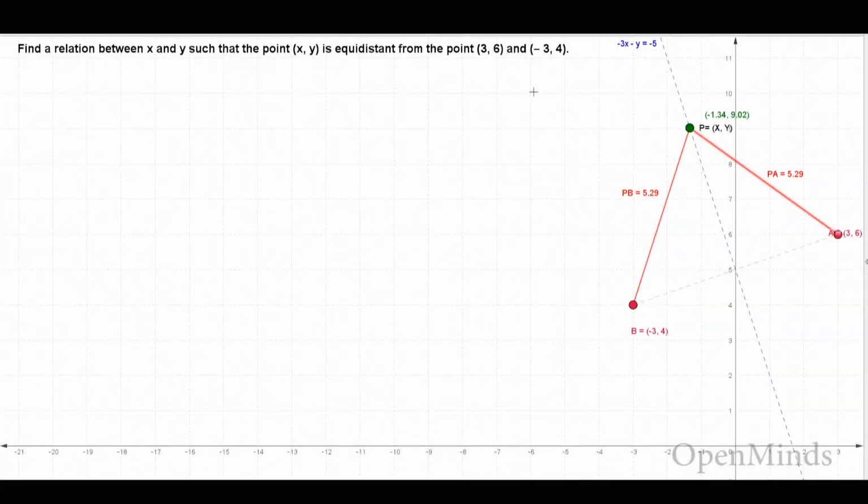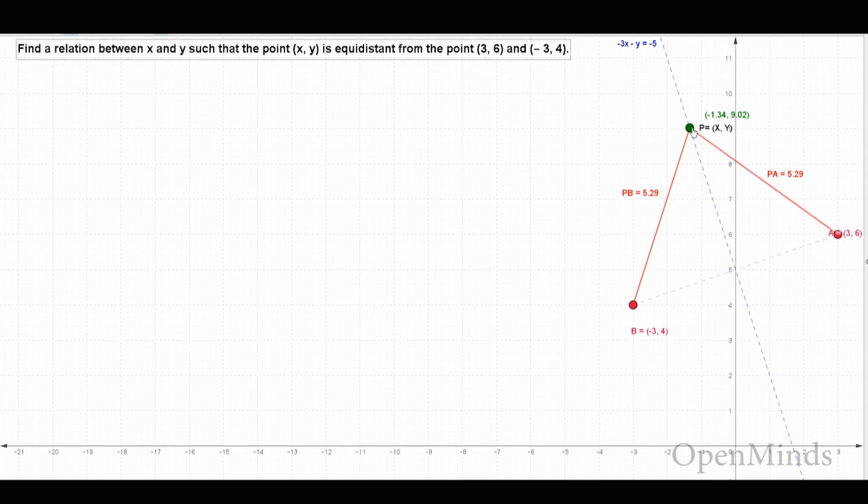That's a very nice problem, guys. It says find the relation between x and y such that the point (x, y), I'm talking about this point x comma y, is equidistant from points (3, 6) and (-3, 4). So that's point B, which is (-3, 4), and this is point A, which is (3, 6). We have this point A and this point B.